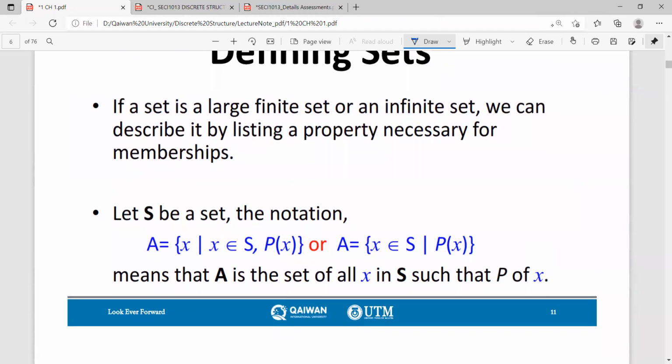And here also we have defining a set. Let S be a set. Then the notation could be expressed as A is the set of x, where x represents the elements, x belongs to S, and this is the condition on x, P of x. Here, it is generally written, but P of x means the condition on x. Or we can say it equals x belongs to S, where we have this condition on x.